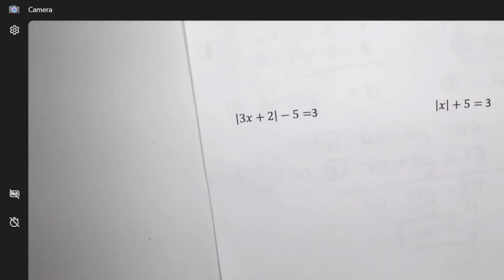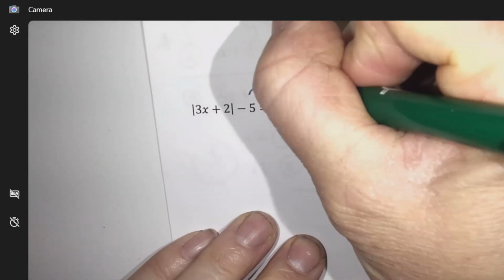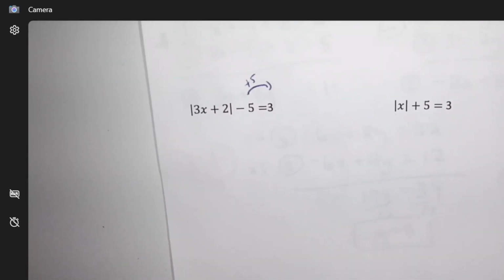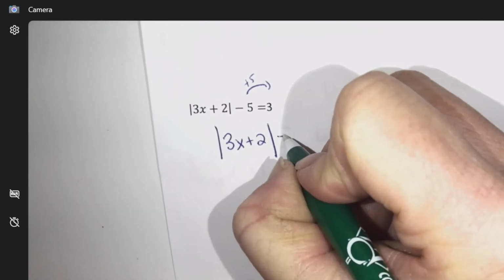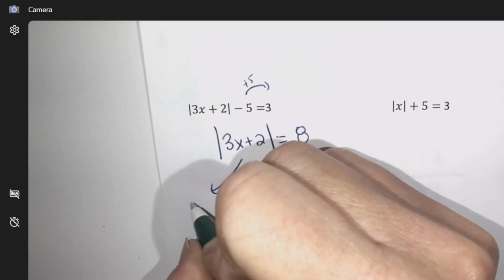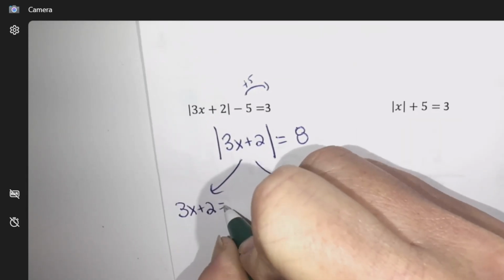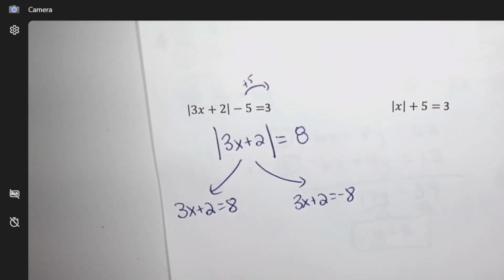Okay, this next one, I don't want you to start absoluting yet until you do something first. You're going to add 5. You're going to move that first. And then you can carry on exactly what we did before. So now I'm going to say this inside the brackets could have been an 8, or this inside could have been a negative 8. Okay.